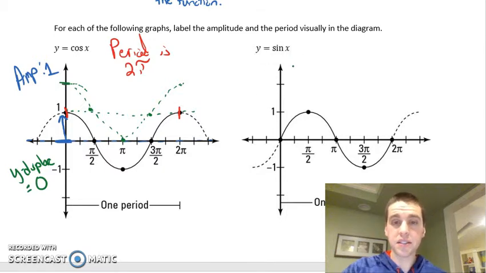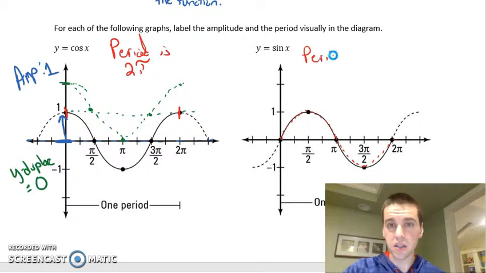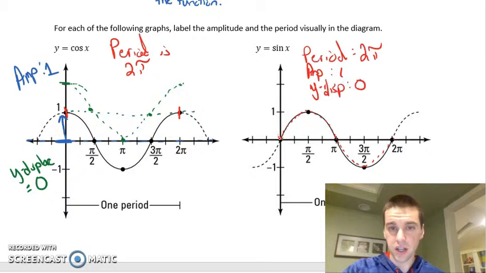Y equals sine x. In this case, how long did it take to complete one full cycle? Well, it should be the same thing, but let's look. It went to the maximum, back to the middle, back down to the minimum, and then back to where we started. Again, your period equals 2 pi. Your amplitude is 1, and your y displacement is 0. Again, how do we know it's 1? Midline to its max is 1, or midline to the minimum is 1.